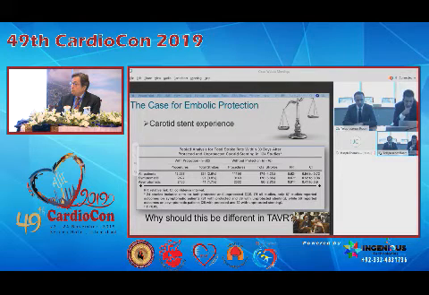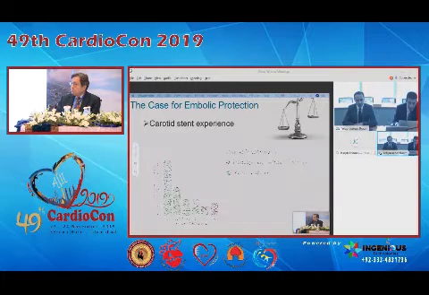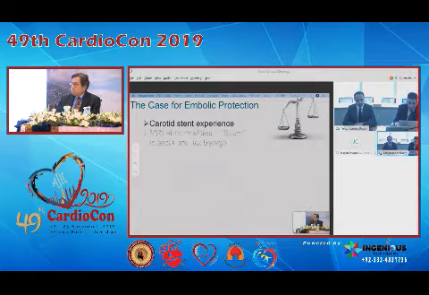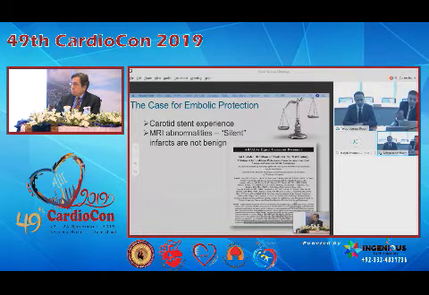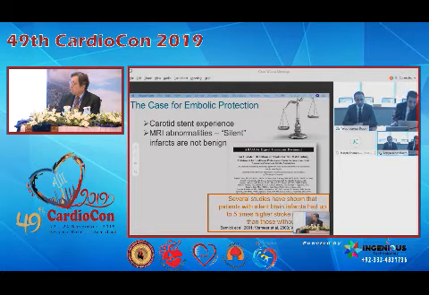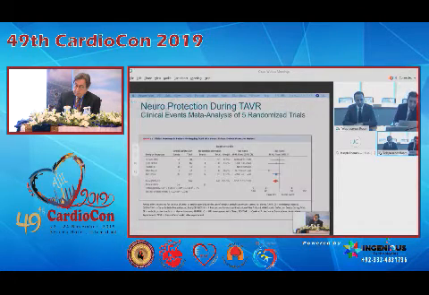So what's the case for embolic protection? A lot of it comes from the carotid stent experience. It's been well proven that embolic protection in the carotid stenting era dramatically decreases the risk of stroke and decreases the volume of MRI lesions. And these MRI abnormalities, even silent infarcts, are not benign. We have data showing that patients with silent infarcts have up to 5 times higher stroke risk than those without. So there's something to these asymptomatic lesions. And studies have routinely demonstrated that embolic protection devices reduce MRI abnormalities after TAVR.